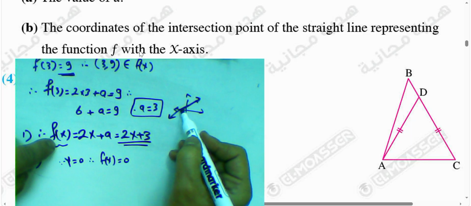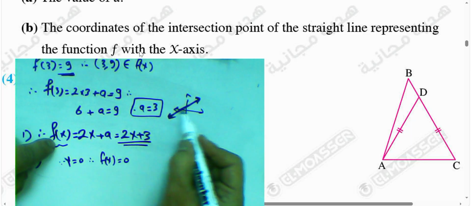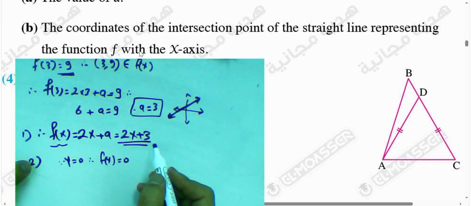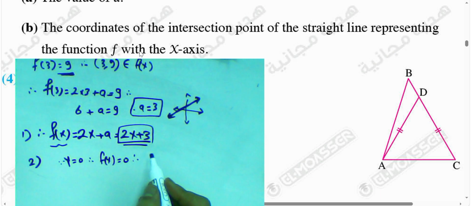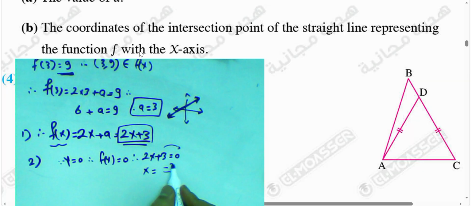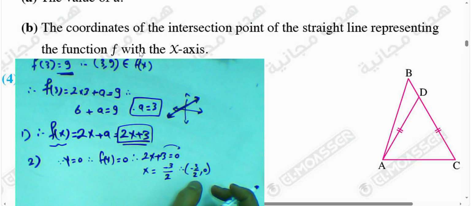The intersection of the straight line with the x-axis means y equals 0. Y equals 0 means what? f of x equals 0. Then this relation, 2x plus 3, will be equal to 0. You can find the value of x. Move the 3 here, it will be negative 3 over 2. And the point will be negative 3 over 2 and 0. This point satisfies the equation.